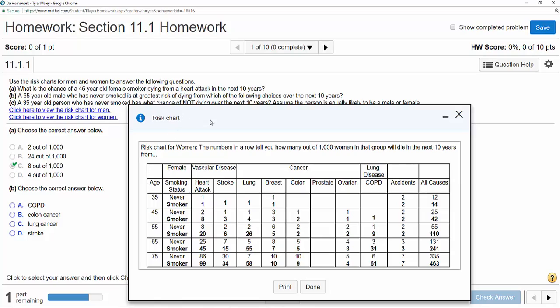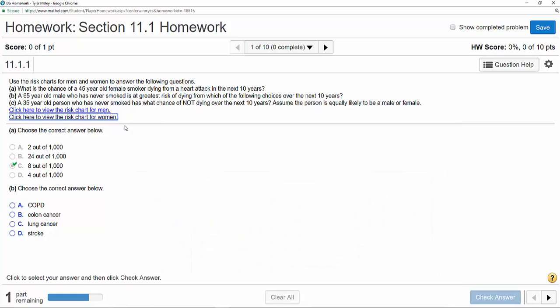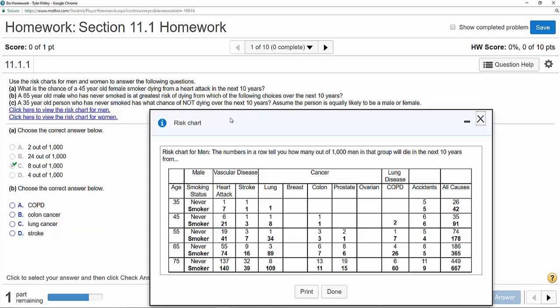Good job, right? So then part B is dealing with a male, right? So first thing I would do is make sure we have the right chart, right? That's going to be important. You don't want to accidentally read the female chart when we're talking about a male, right? So we're looking at a 65-year-old male who has never smoked, is at the greatest risk of dying from which of the following choices over the next 10 years, right?